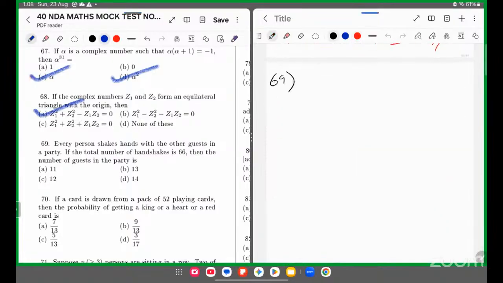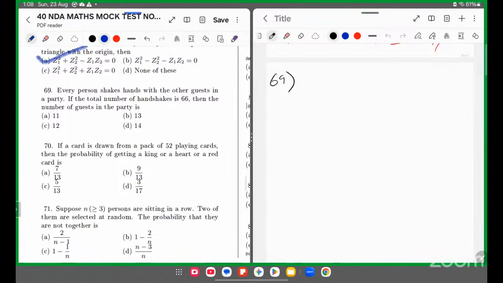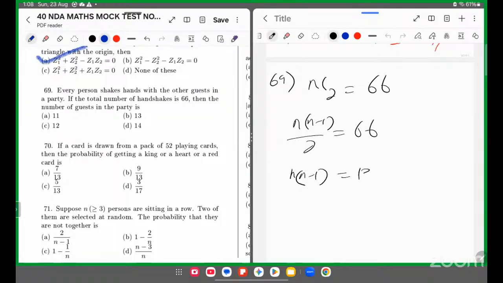Question number 69. Every person shakes hands with the other guests in a party. If the total number of handshakes is 66, then the number of guests. So nC2 equal to 66. So n into n minus 1 by 2 equal to 66. So n into n minus 1 becomes 132. So 12 into 11 equal to 132. That means you can say n equal to 12.